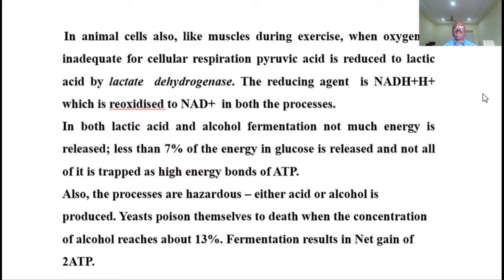In both lactic acid and alcohol fermentation, not much energy is released, less than 7% of energy in glucose is released, and not all of it is trapped as high energy bonds of ATP. Also, the processes are hazardous, either acid or alcohol is produced. Yeasts poison themselves to death when the concentration of alcohol reaches about 13%. Fermentation results in a net gain of only 2 ATPs.